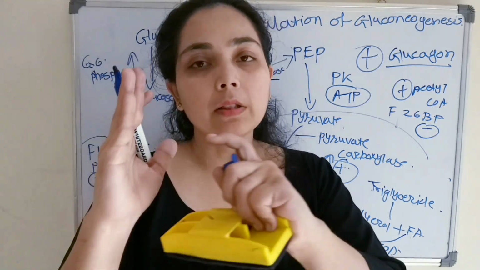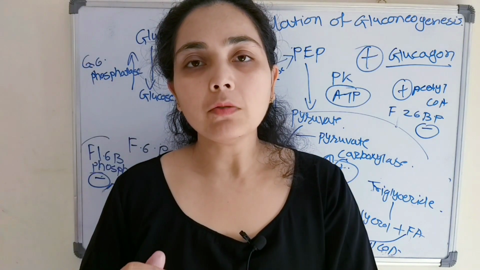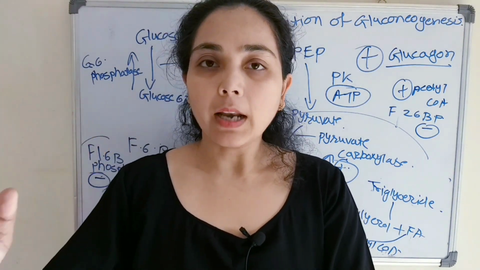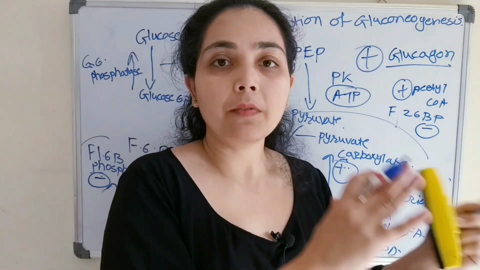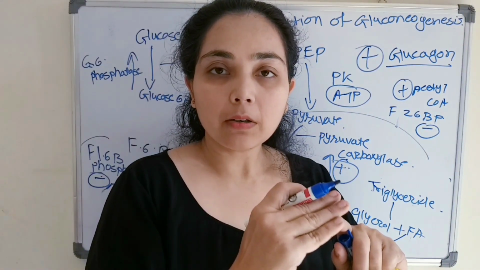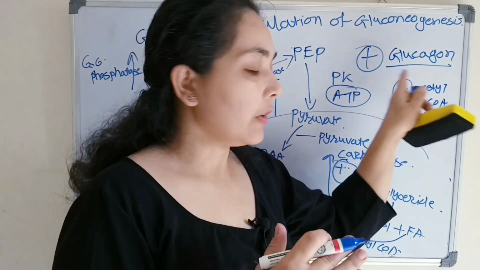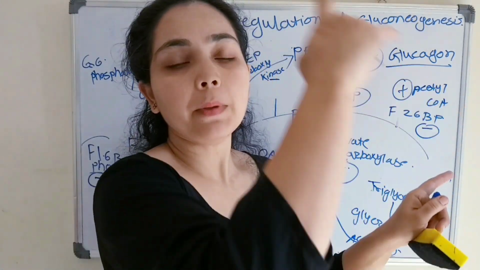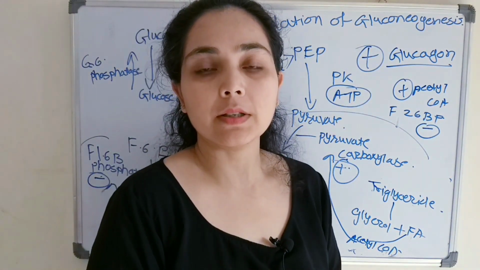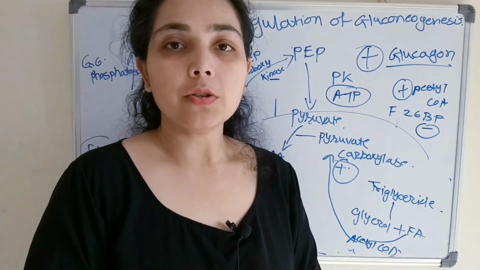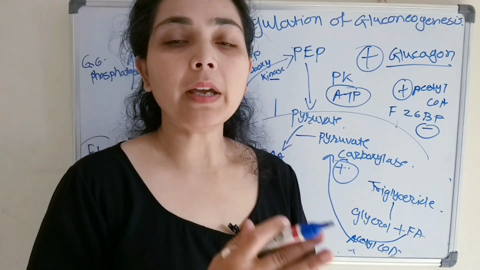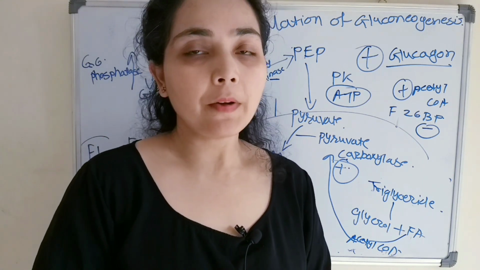So when there is a need, glucose breakdown will take place. That is glycolysis. Exactly the reverse thing will happen when the glucose level is low: these enzymes will work accordingly and it will help in the synthesis of glucose, that is gluconeogenesis. Alright, are you getting it? So this is all about gluconeogenesis, its pathway and the regulation. I hope everything is clear.